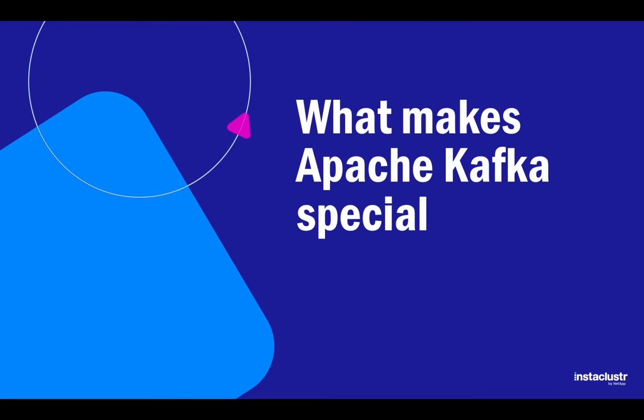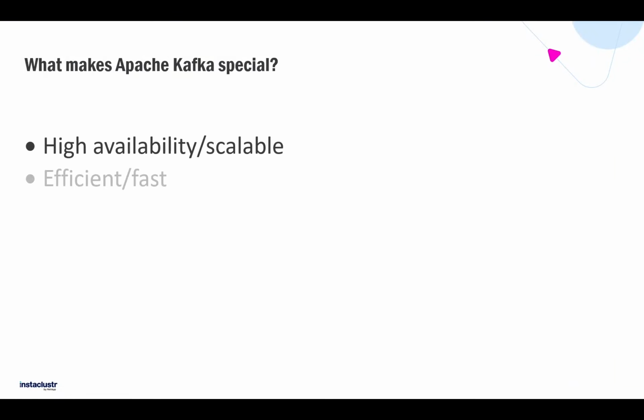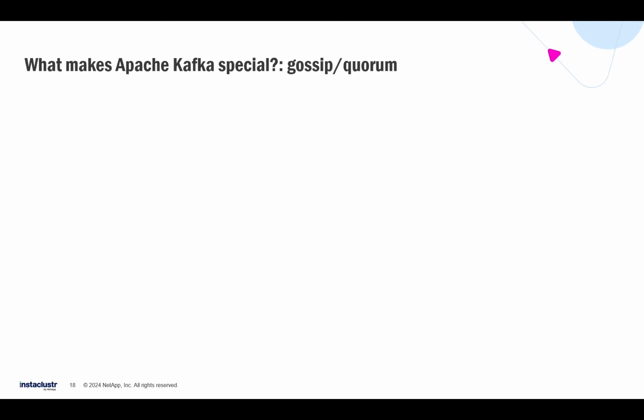Now let's talk a little bit about what makes Apache Kafka so special. The things that make Kafka special are its high availability and ease of scalability, its performance, the fact that it's open source, and it has a diverse API and support ecosystem. Kafka's architecture and design also play a role. Kafka is, by design, a highly distributed platform.